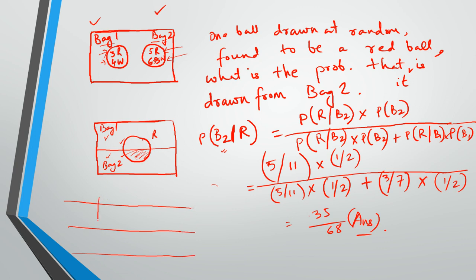Let's say the event that it is drawn from bag 1 is referred to as E1, and the event that it is from bag 2 is referred to as E2. So this is E1, this is E2. Now, what is the a priori probability? Let's say it is capital Pi.